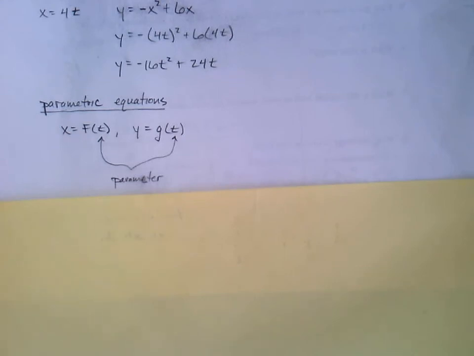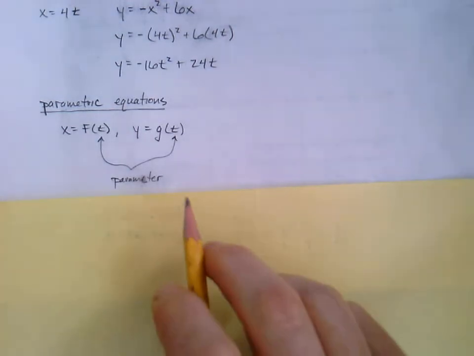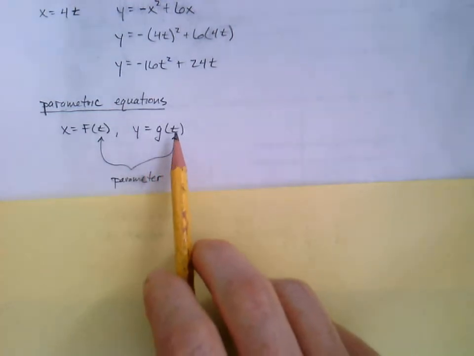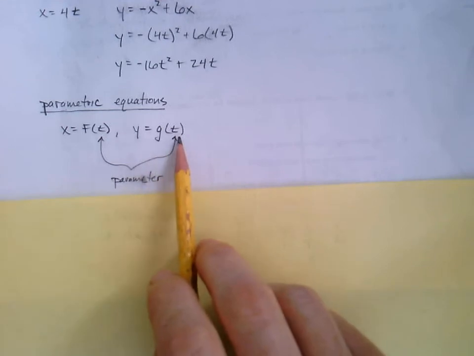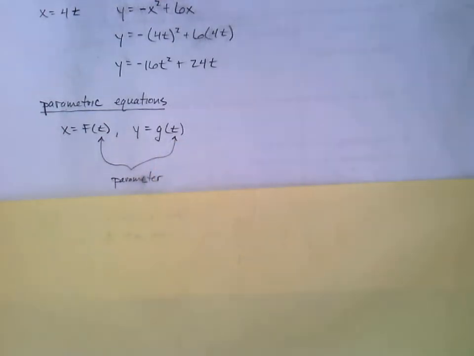There's always this pair, an x and a y. Sometimes we will use another variable, not t. Occasionally we'll think of an angle, theta. We'll see that a little bit later in this section also. Okay, but usually it's t. That's the go-to because it represents time.